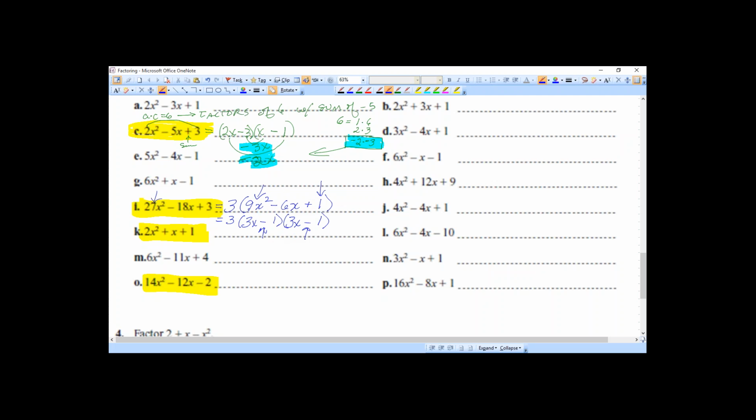So this does work out. I check it: negative 3 times 3x gives negative 6x. I'm going to let you check it a little slower than that, because I'm running out of time and don't want to miss anything. You can always write these like this, by the way: 3x minus 1 squared, since it's twice there.